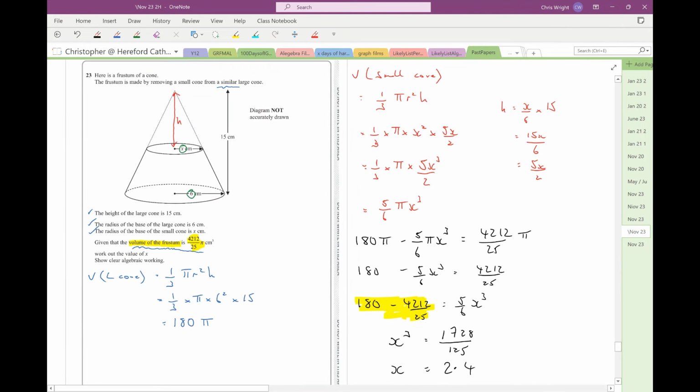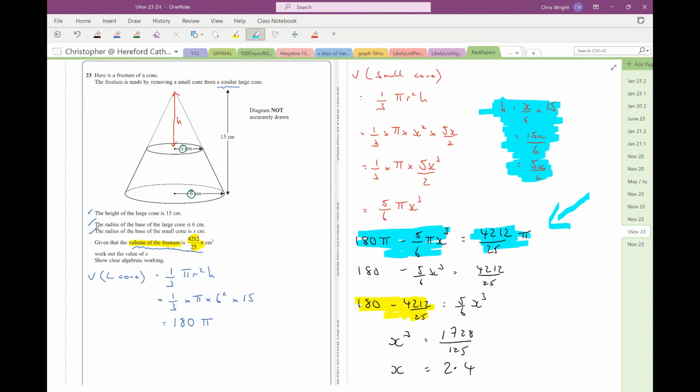It all hinged on two things. The first thing, realizing that it tells me the volume of the frustum. So I have to come up with an expression in terms of x for the volume of the frustum, and that gives me an equation in x. And the second thing was to get rid of the h, the height of the smaller cone. You had to put that in terms of x, so that you were just dealing with x's in this equation. And you put that in terms of x because the two cones were similar. Okay, that's question 23 done.